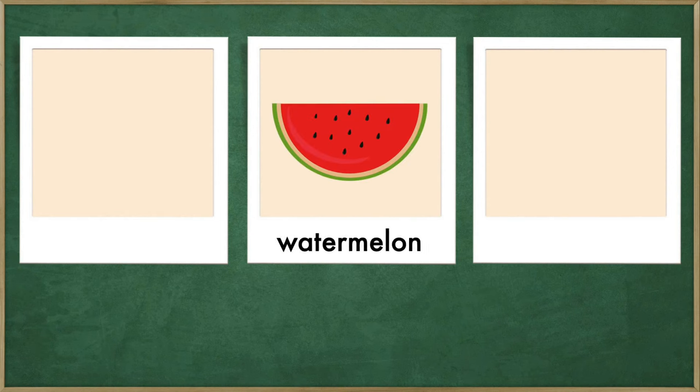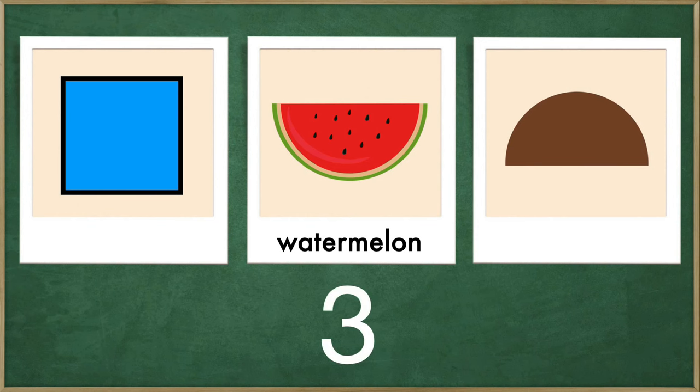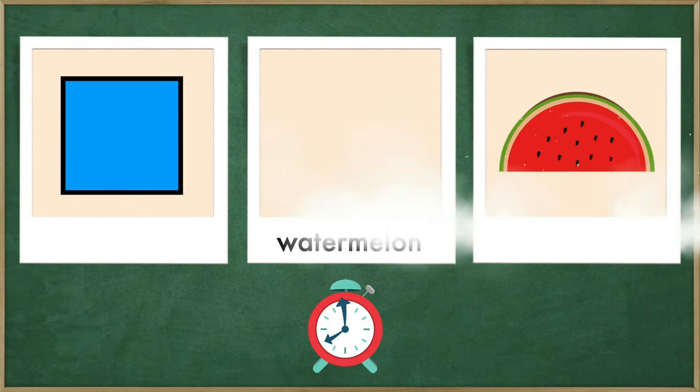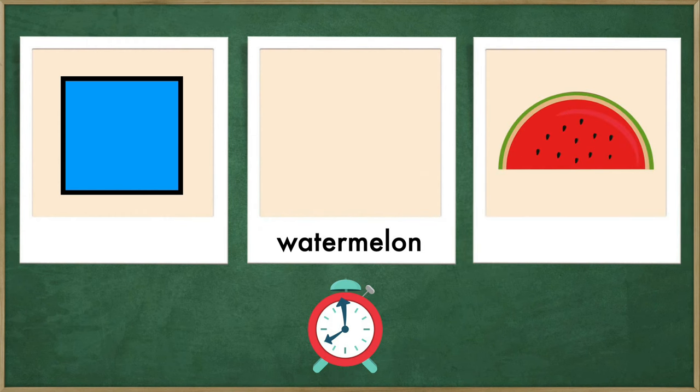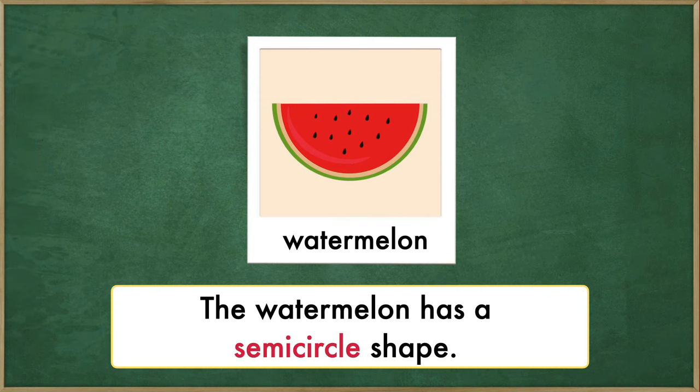Watermelon. What shape is the watermelon? Is it square or semicircle? Go! The right answer is semicircle. The watermelon has a semicircle shape. Semicircle.